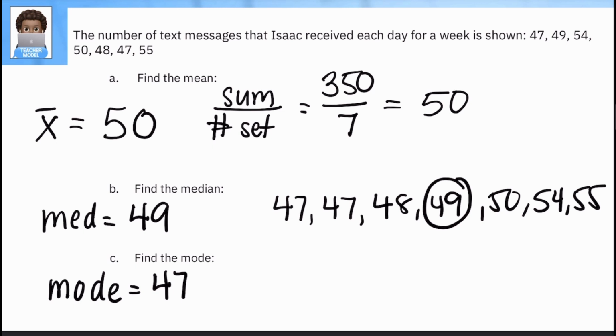And again, this is about attending to precision. It's very, very easy to make an error in calculation. So just be patient, be mindful and careful, and attend to precision while working through.